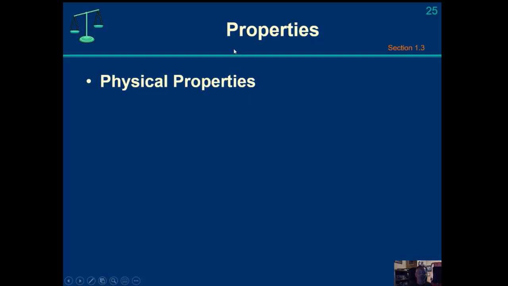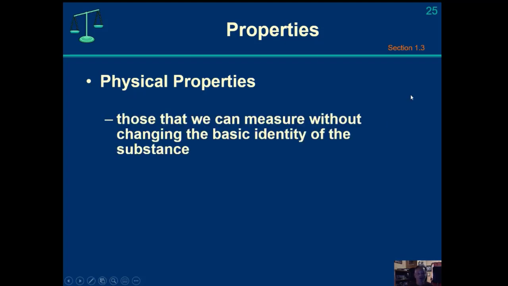Let's talk about properties. Properties are characteristics, and they come in several categories. We have physical properties. Physical properties are those that we can measure without changing the basic identity of the substance. So a physical property would be something like the boiling point, the temperature at which, let's say, water boils. And I'll use water over and over again because it's something you're very familiar with. And it's easy to imagine a pot of boiling water.